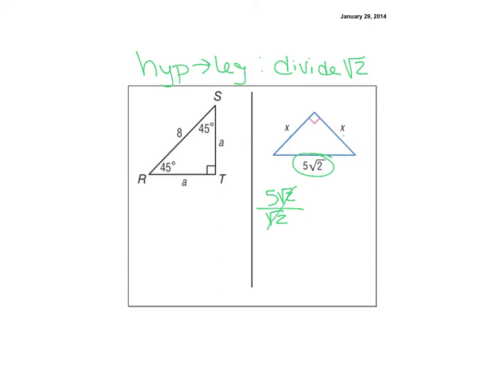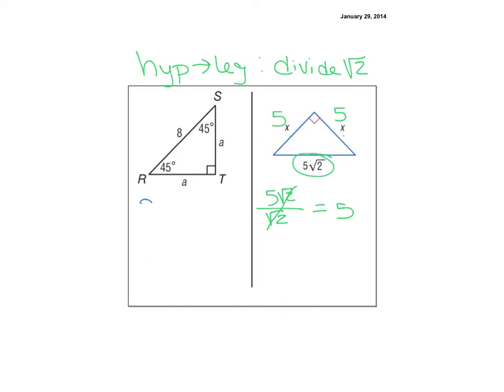Anything over itself equals 1. So we're just left with 5. And that's the value of our leg. Actually, both legs. All right, so that one wasn't so bad. But now let's look at this one. There's just a little more math involved, a little cleaning up to do.